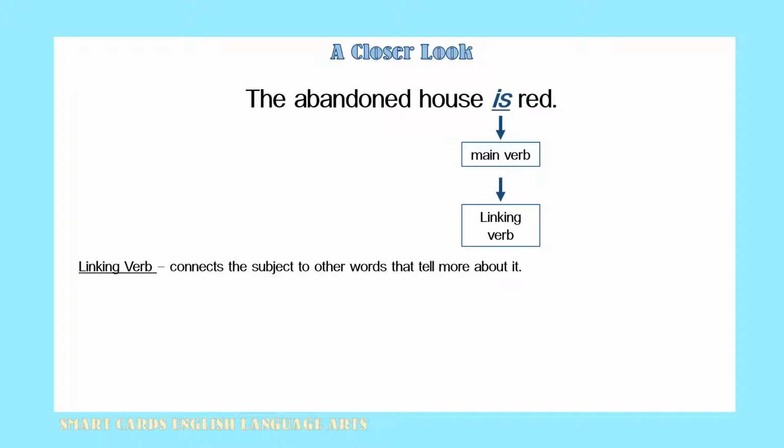Let's look at this example. The abandoned house is red. Is the main verb in the sentence, and it's also a linking verb. A linking verb connects the subject to the other words in the sentence that tell more about it. A linking verb does not show action. So the main verb in the sentence is either an action verb or a linking verb.